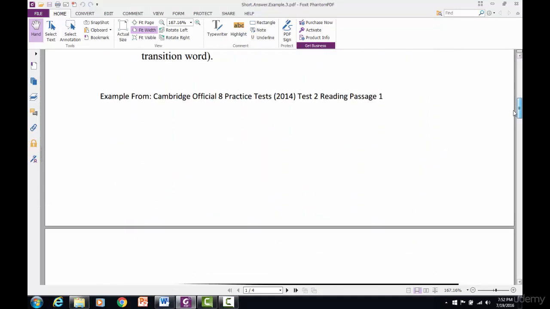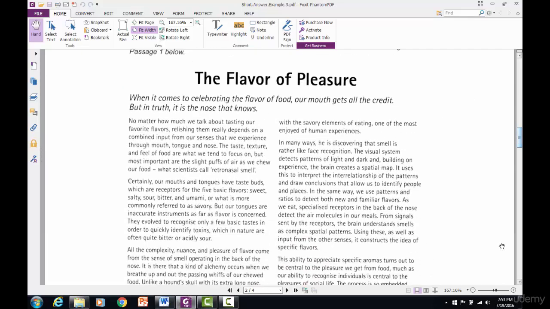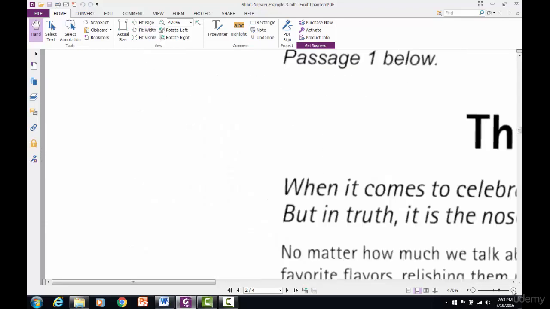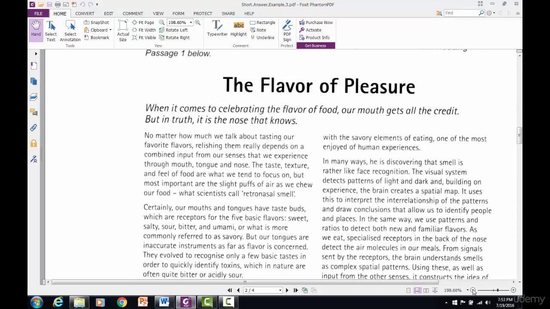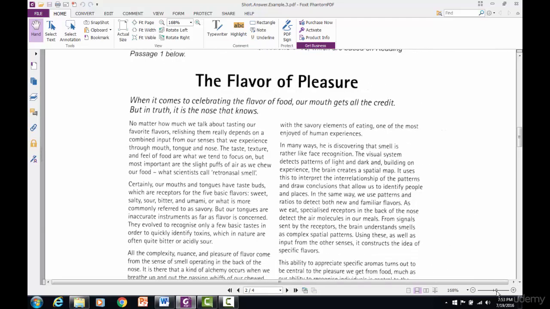All right, this is from the Cambridge Official IELTS 8 practice test. This is test 2, reading passage number 1. The flavor of pleasure. Let's make it a little bit smaller. Yeah, I like 168. All right, the flavor of pleasure.